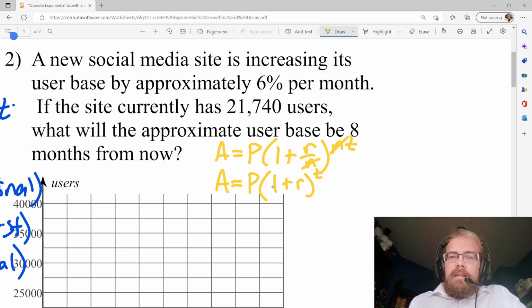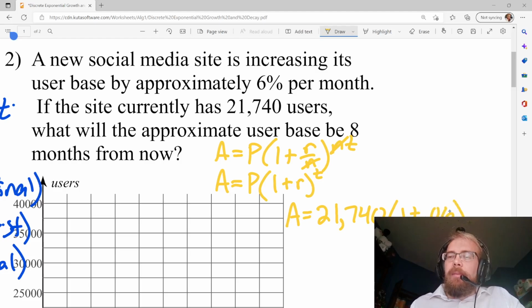So that would be the formula you would use if you wanted to compound once, and that is what we want to do. What will the approximate user base be? So we still want to know the final amount. The initial amount is 21,740, times 1 plus the rate, right? The rate is 6%, so 0.06. We're increasing, so it's plus 0.06, not minus, so 1.06, to the t power.